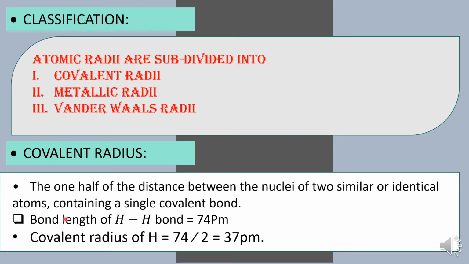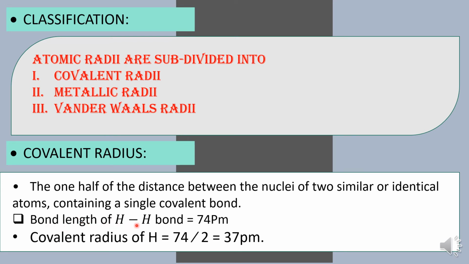We cannot calculate the radius of a single atom, but we can calculate the radius of an atom when they are in the bonded form, not in the isolated form. So here you can see I have written the definition: one half of the distance between the nuclei of two similar or identical atoms containing a single covalent bond. Here I have given some examples which will help you to understand covalent radius more clearly.